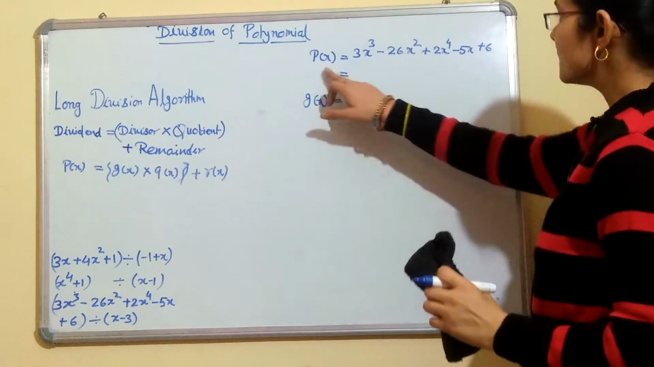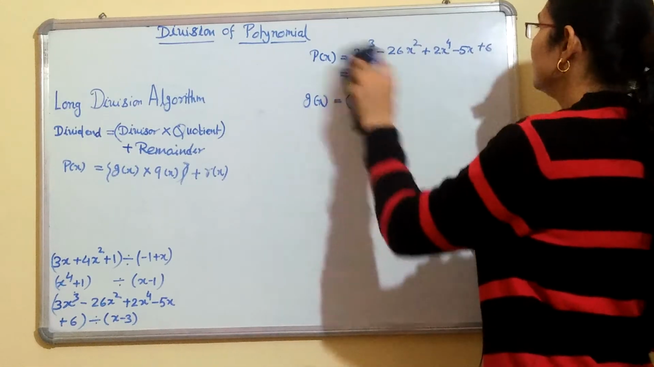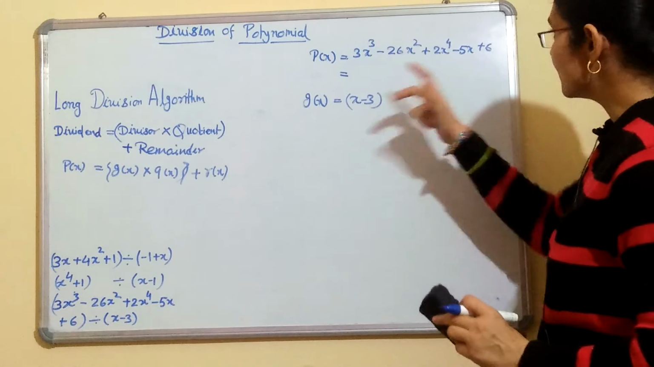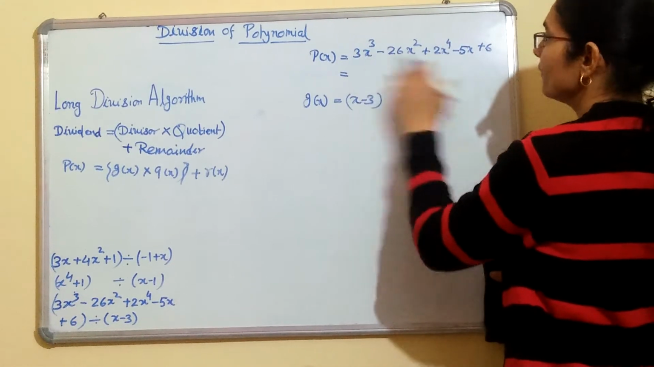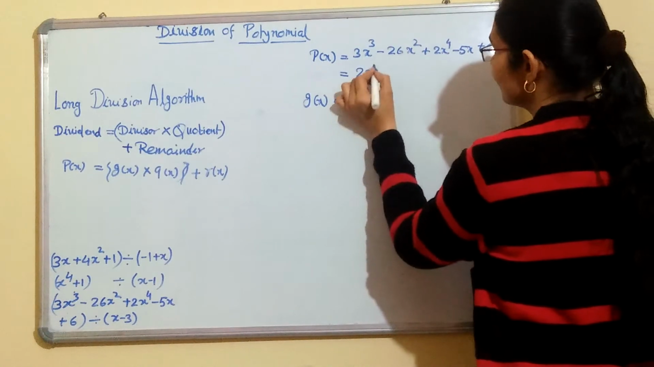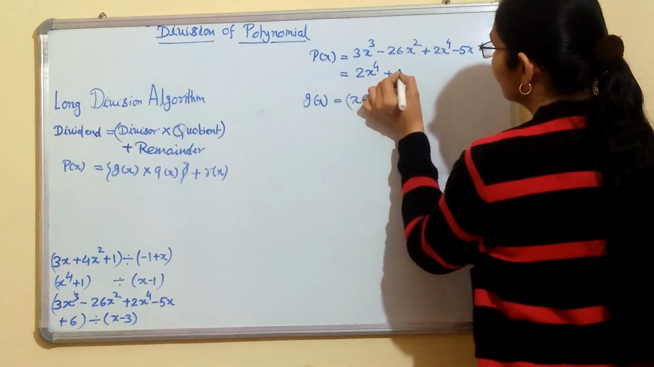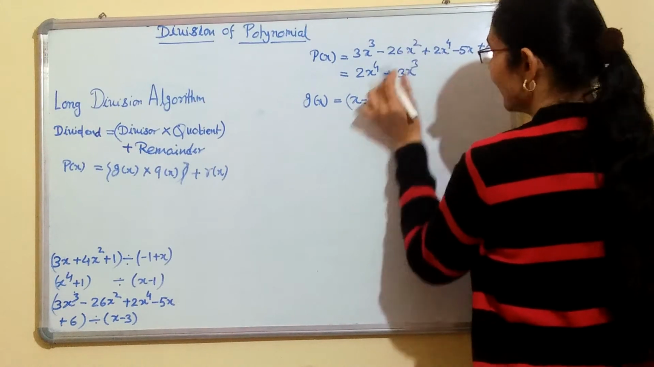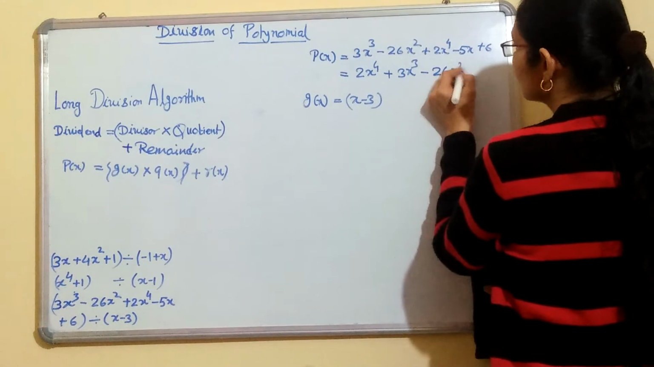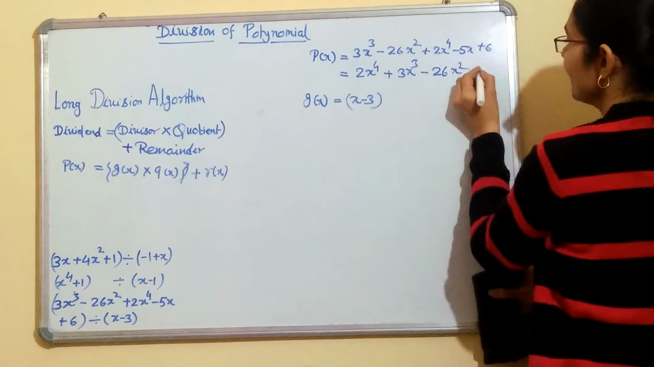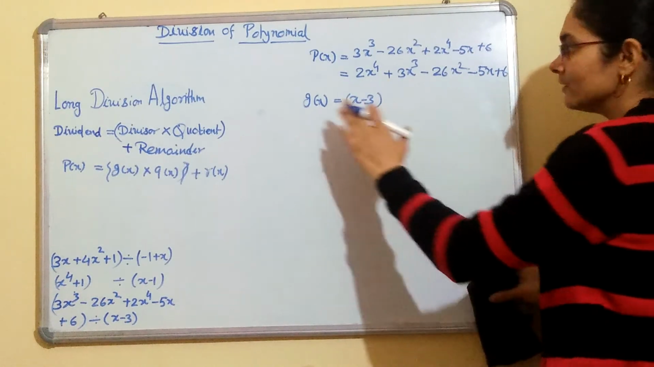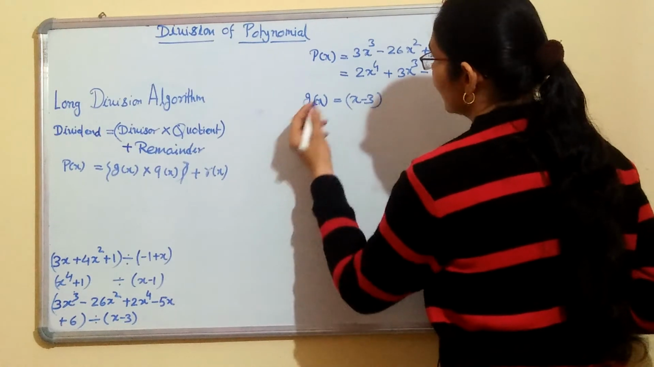ठीक है, because this polynomial is not in its standard form, so we have to arrange this in descending order of the degree of the variables. So first term is 2x to the power 4, second term 3x cube, minus 26x square minus 5x plus 6. ये हमने अरेंज कर लिया. g(x) इज ऑलरेडी अरेंज्ड. नाउ स्टार्ट डिवीजन.